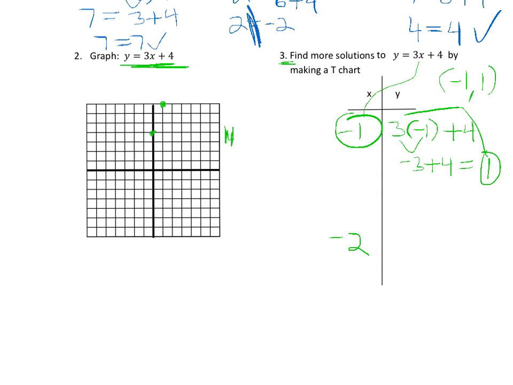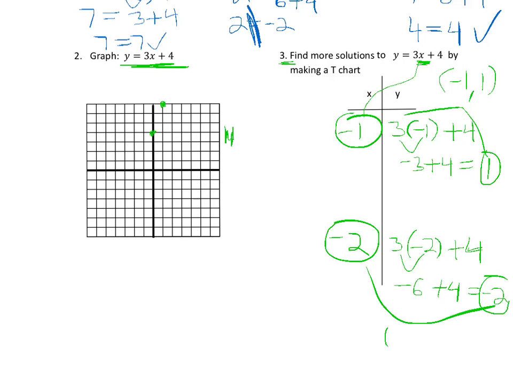Okay, I'm going to put -2 in. So I'm going to have 3 times, again, this is the x right here. So I'm going to plug -2 in for that. So it's 3 times -2 plus 4. Okay, 3 times -2 is -6. And -6 plus 4 is -2. That's the y value. -2 is the x value. Again, this is like our input-output, domain-range. So this ordered pair is -2, -2.